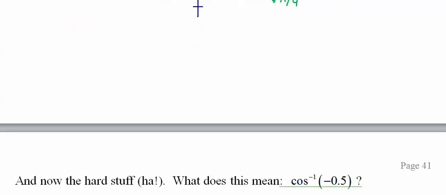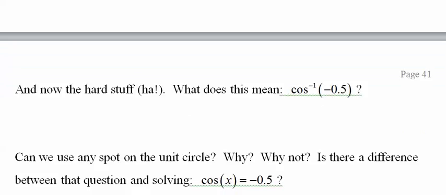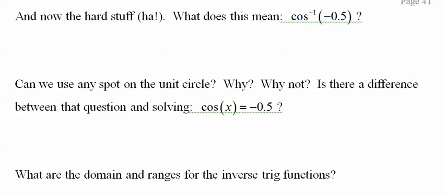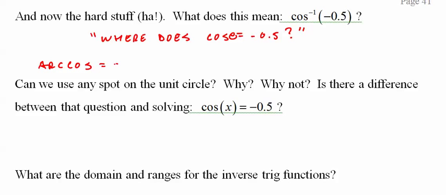And is that it? Nope. Hard stuff. That's funny. What's it mean, cosine to the negative first? And I write it as, where does cosine equal, I will put my angle in, -0.5. That's how I read it. There's a couple spots on the unit circle, but since this is written like this, that means arc cosine. That means we can only use from 0 to pi.